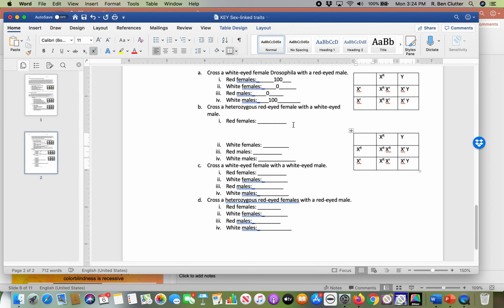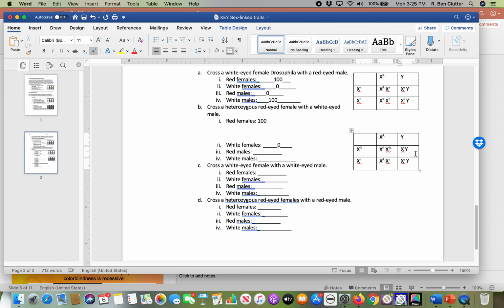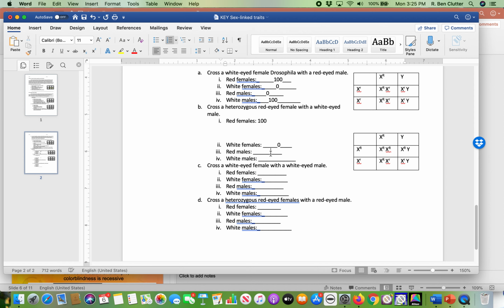So the females are going to be red-eyed. So 100% are red-eyed. Only 50% are carriers, though. White-eyed females, that's 0%. Red-eyed males, actually, I need to fix this right here. So this male is going to be red-eyed. So 50% of the males are going to have red eyes, and white-eyed males are going to be 50%. So red-eyed male right here, white-eyed male.